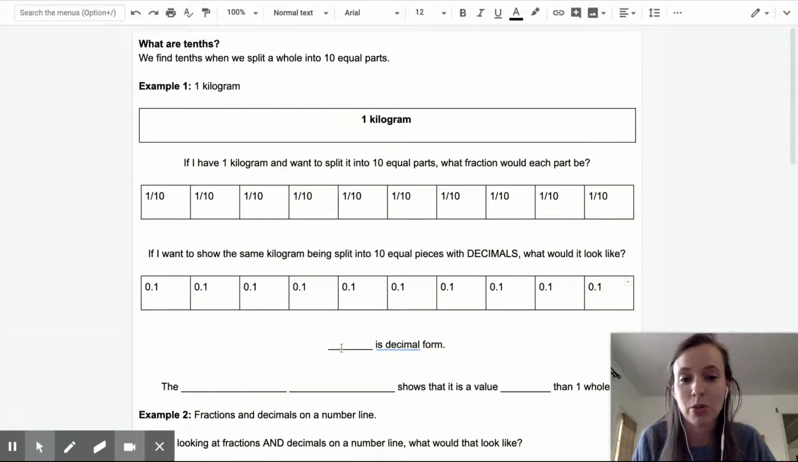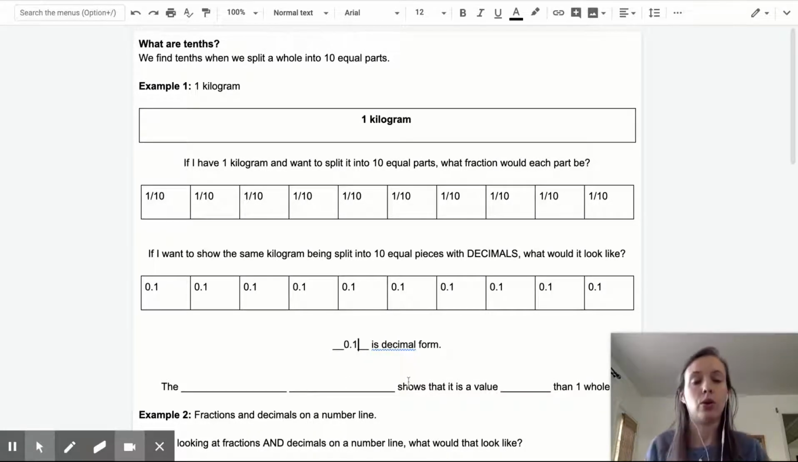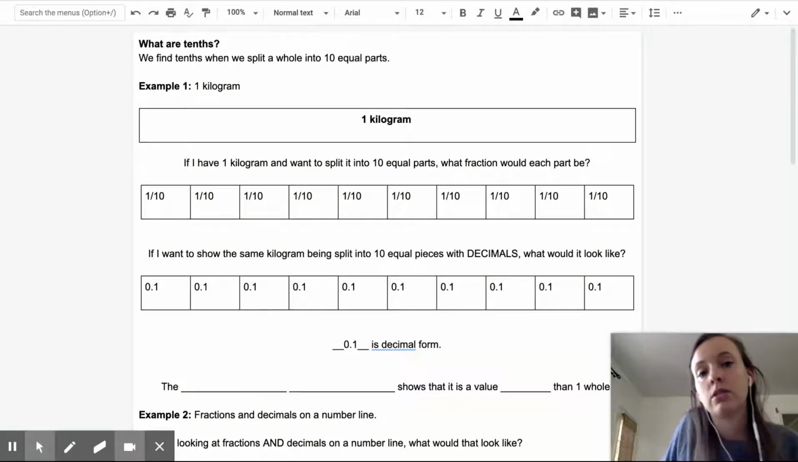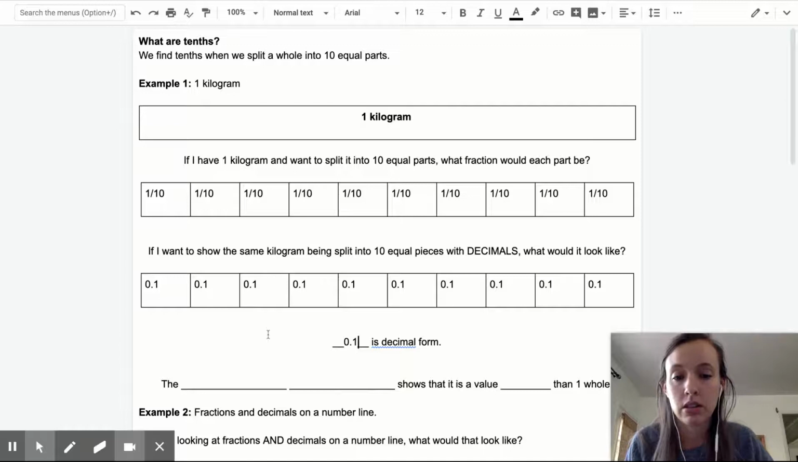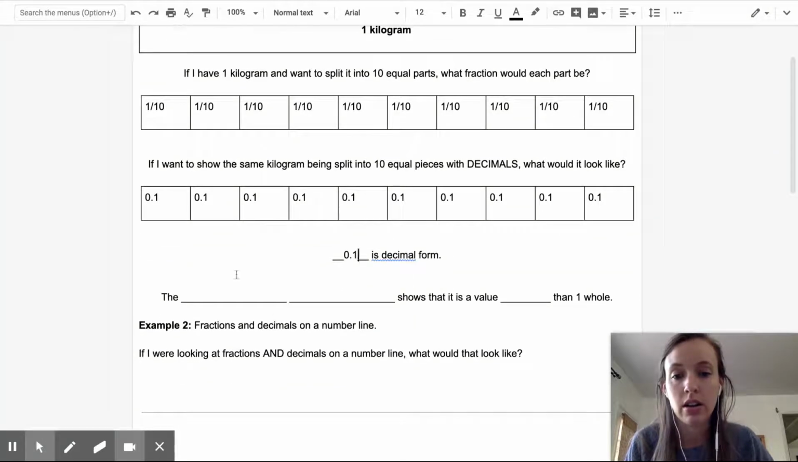Something important to remember. When we think about these numbers, our 0.1 is going to be decimal form. So when your classwork and homework this week ask you to answer in decimal form, it's just referring to that version where you have that decimal point. Okay, so let's scroll down a little here. So that brings us to our decimal point.